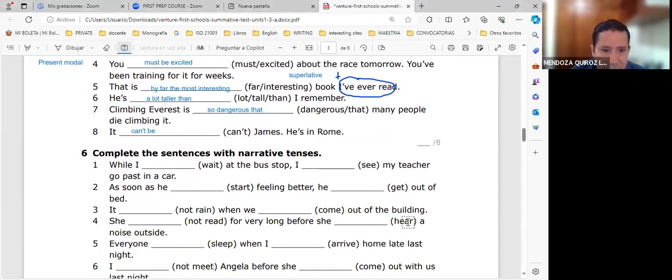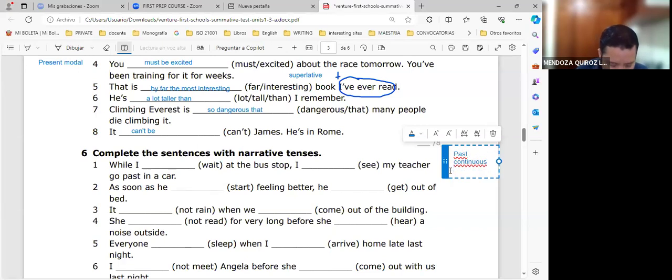Number 6, narrative tenses. Remember that for the narrative tenses, you will need to practice past continuous, and then you will need to practice the simple past, and then also the present perfect, past perfect, and past perfect continuous. Yeah, those are the main tenses.